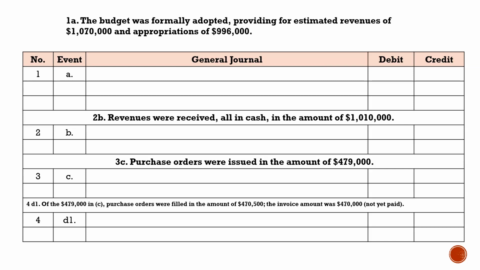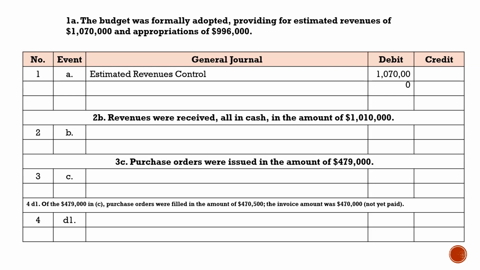They provided estimated revenues to us of $1,070,000 and estimated appropriations. Well, it doesn't say estimated appropriations, but just know that when you're creating your budgets, those appropriations are estimated. So appropriations of $996,000. So in journal entry 1, we are going to debit estimated revenues control. Remember, this is the opposite. Typically, you would think that you would want to credit a revenue, but since we're doing the budget and we want to be able to look at that comparison later on and get the variance between what we estimated and what we actually got, then we are going to debit the revenues control.